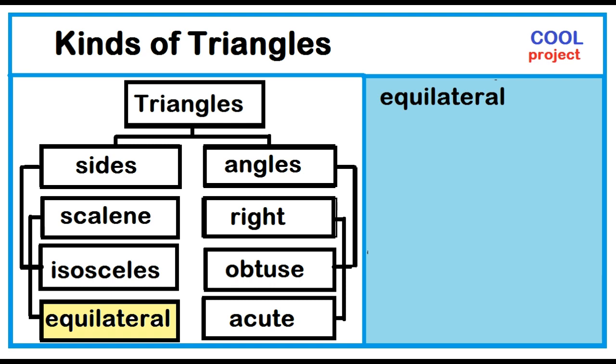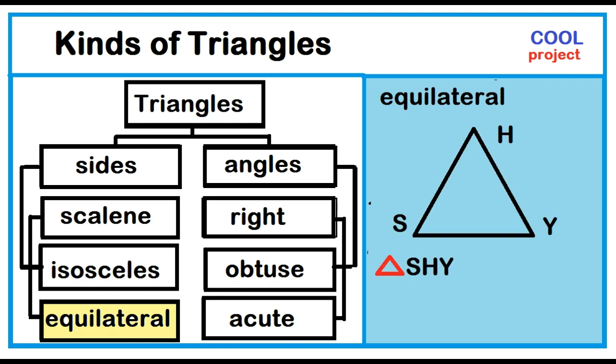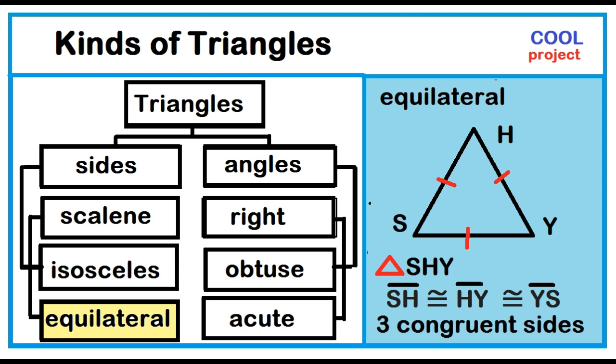What is an equilateral triangle? Let's consider triangle SHY. Triangle SHY has all sides congruent. Segment SH is congruent to segment HY, which is also congruent to segment YS. Triangle SHY is an equilateral triangle. An equilateral triangle has three congruent sides.